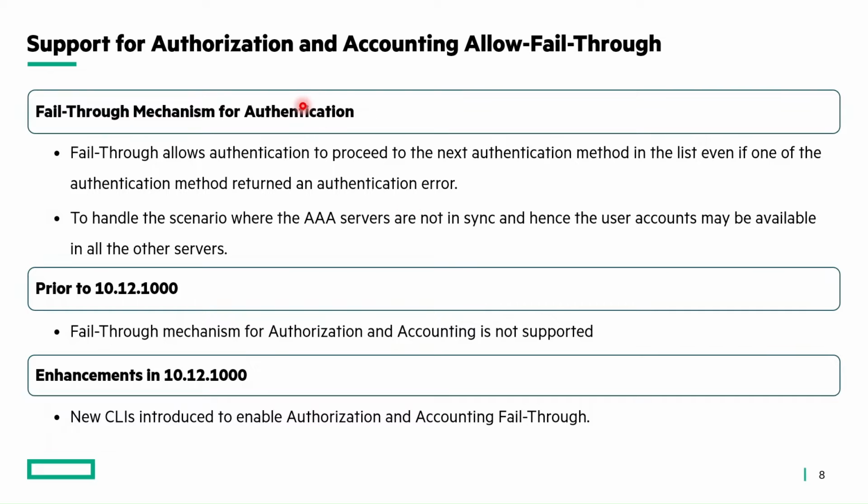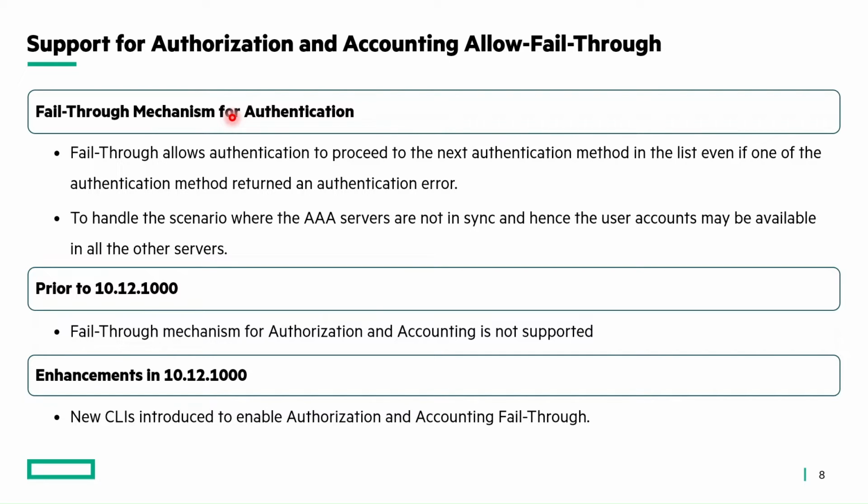Next comes the support for authorization and accounting allow fail-through. Before that, let's understand what a fail-through mechanism is. The fail-through mechanism for authentication has been available in previous releases as well. What is the major objective of fail-through? Fail-through allows authentication to proceed to the next authentication method in the list, even if one of the authentication methods returned an authentication error.